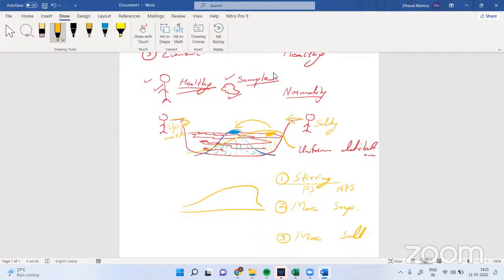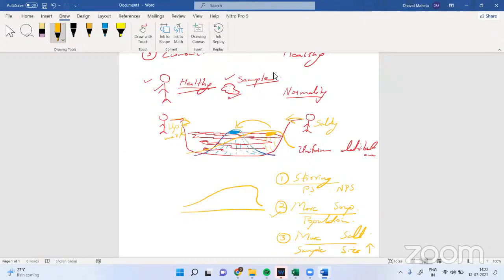Now adding more soup means increasing the population size, by broadening the scope of the study. It is possible that you can get the homogeneity, but this is not advisable. More advisable is this: add more salt, or increase the sample size. With the increase in sample size, you may get homogeneity, or your distribution will become normal. Clear? Shall I proceed further?